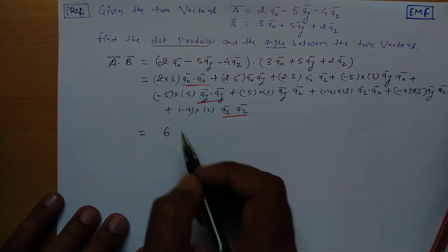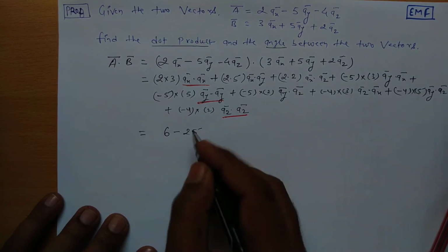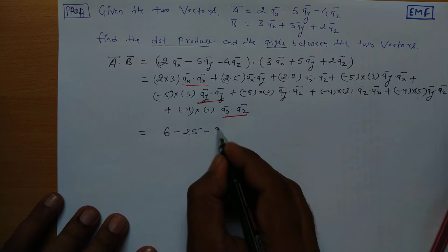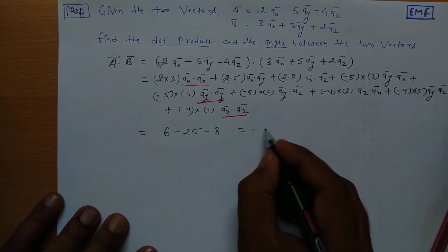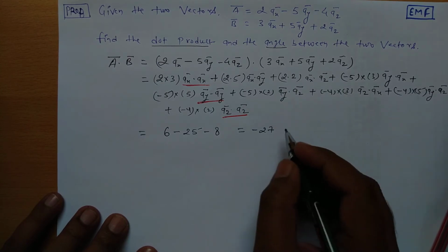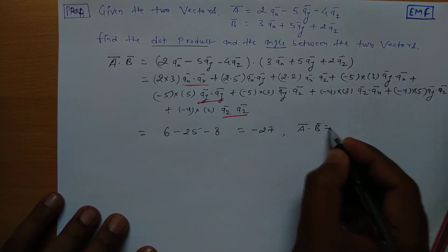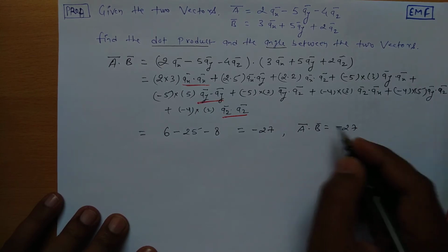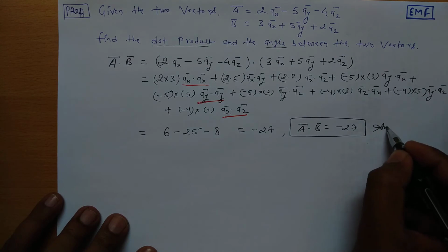So here we'll get the final answer of the dot product. Here 3 into 2 is 6. Then minus 5 into 5 gives minus 25, and minus 4 into 2 gives minus 8. So this becomes minus 27. So the dot product A dot B will be given as minus 27. This is the answer of the dot product.